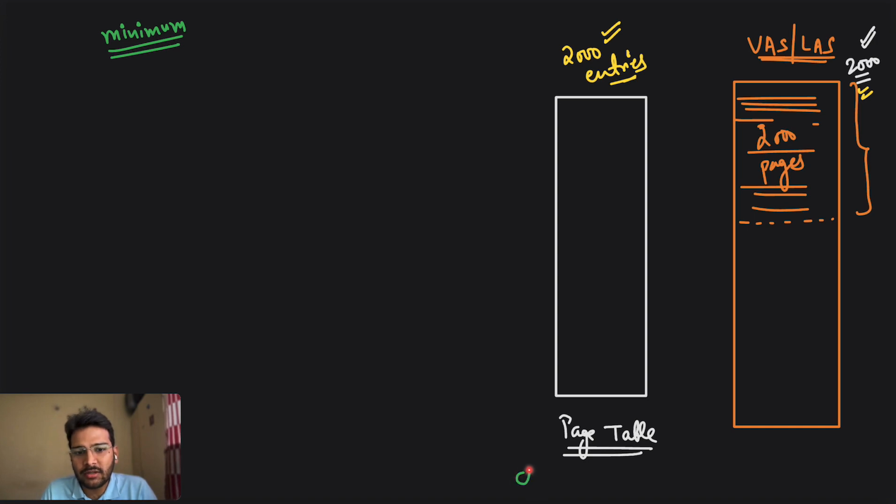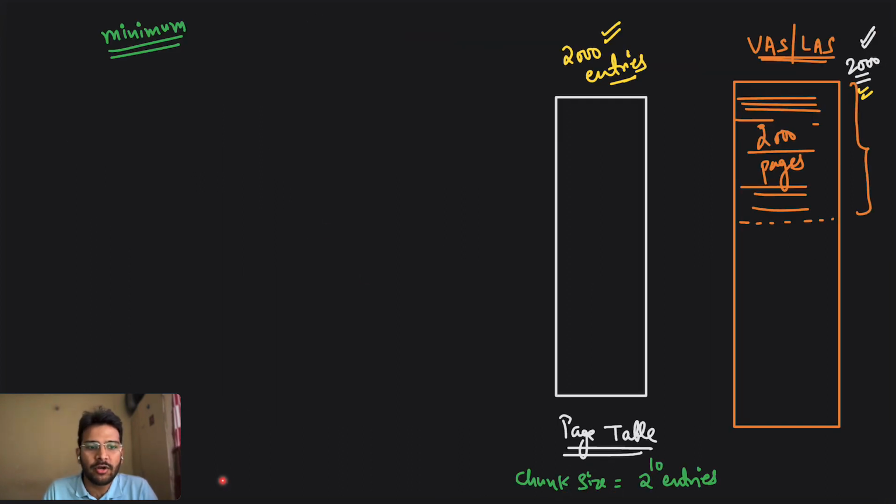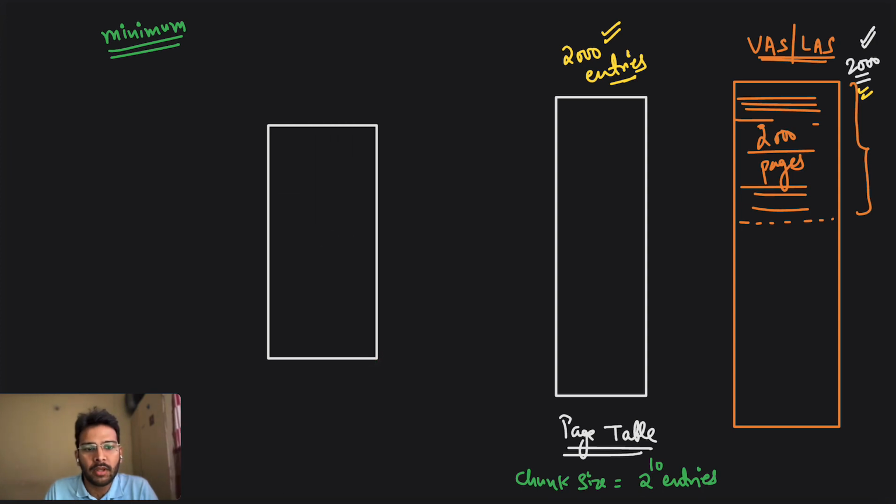See, chunk size here is also 2 raised to power 10 entries. Yes or no? Because here 10 bits are there, right? 10 bits are there. So 2 raised to power 10 entries. And if I talk about this outermost page table, here also the chunk size is 2 raised to power 10 entries. Fine. So at both the levels, the chunk size is 2 raised to power 10 entries.